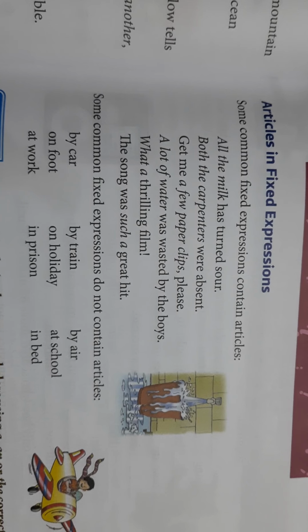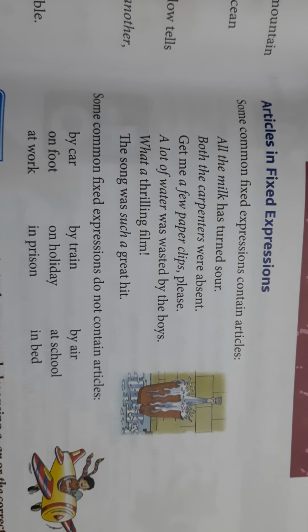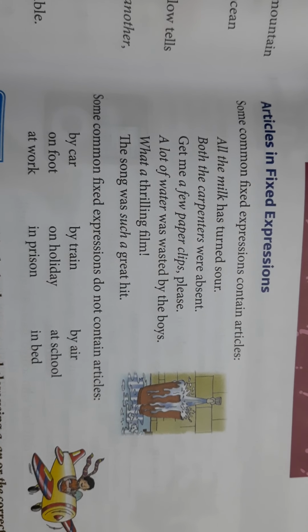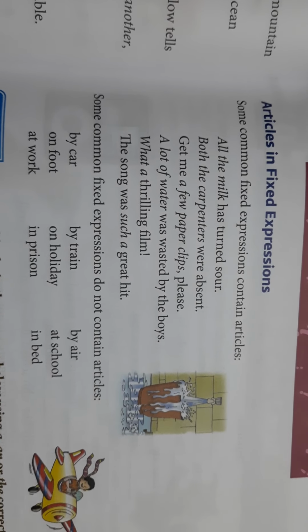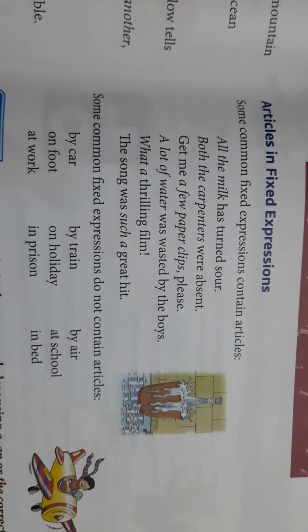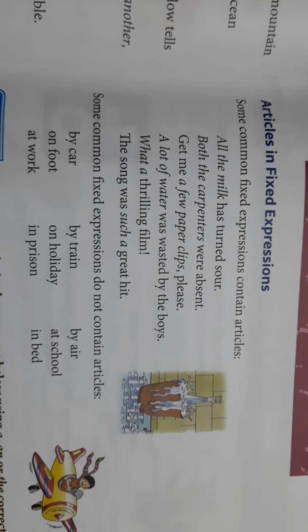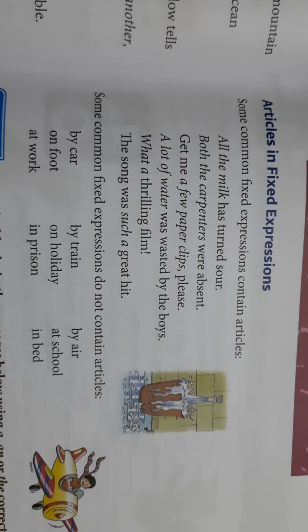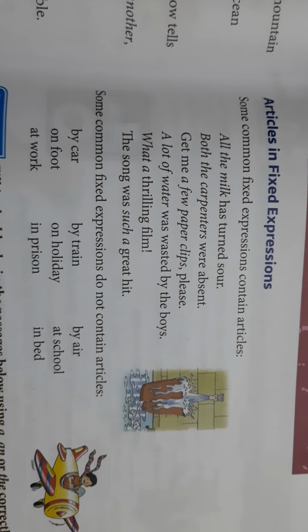So students, I hope you understood this lesson of articles, how to use the definite article and how to use the indefinite articles a and an. A and an are used for consonants and vowels. A is used for consonants and an is used for vowels, that is A, E, I, O, U. When you hear the sound, you write the articles.